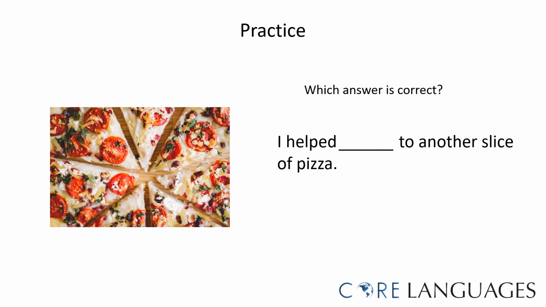And how about this sentence? Again, try to choose the correct intensive or reflexive pronoun and try to identify whether it is a reflexive or intensive pronoun. I helped yourself to another slice of pizza. Or, I helped myself to another slice of pizza. The correct sentence is, I helped myself to another slice of pizza. Myself is a reflexive pronoun. I is the subject and myself is the object of the sentence.